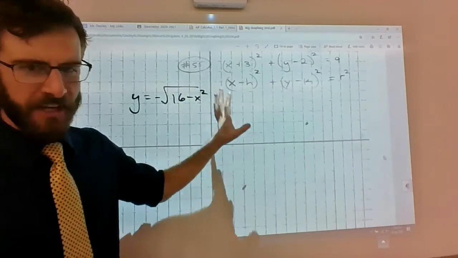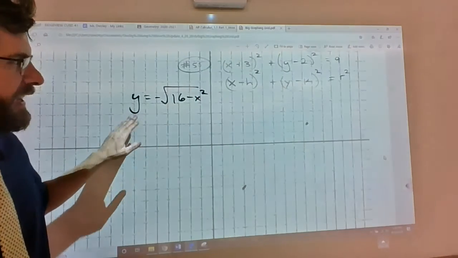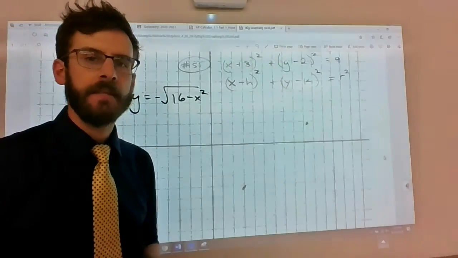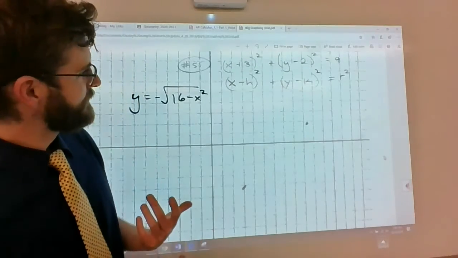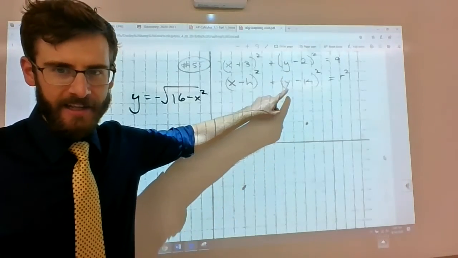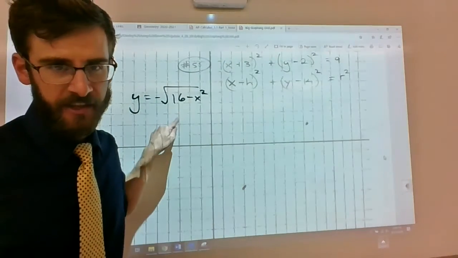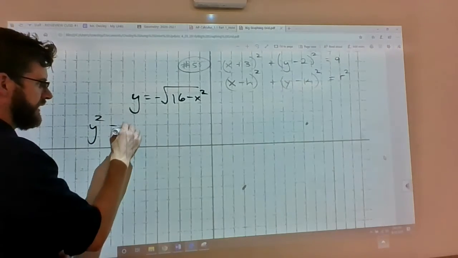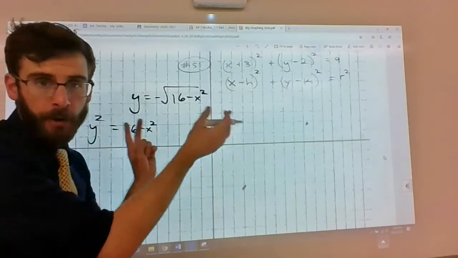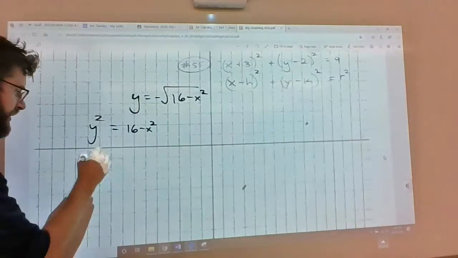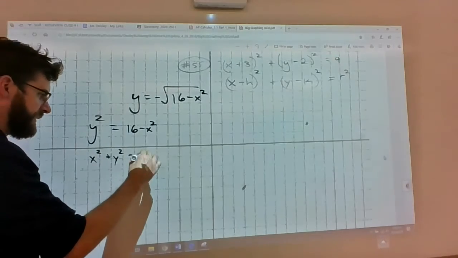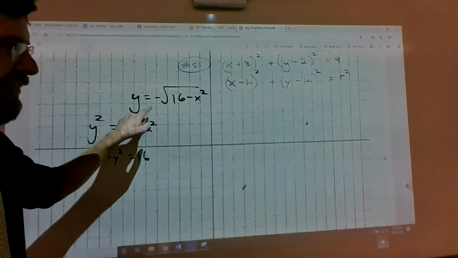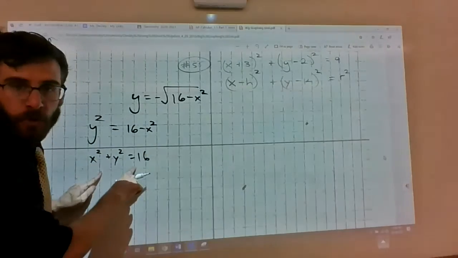Now, if you think about this, y is by itself, how should I put this? This is a semicircle. If I solve for y, I would get a structure very similar to this. I mean, think about it. y squared is equal to 16 minus x squared. If I square both sides, and if I rearrange things, add x squared to both sides, this looks just like a circle. Okay, so this is a version of that circle right there.